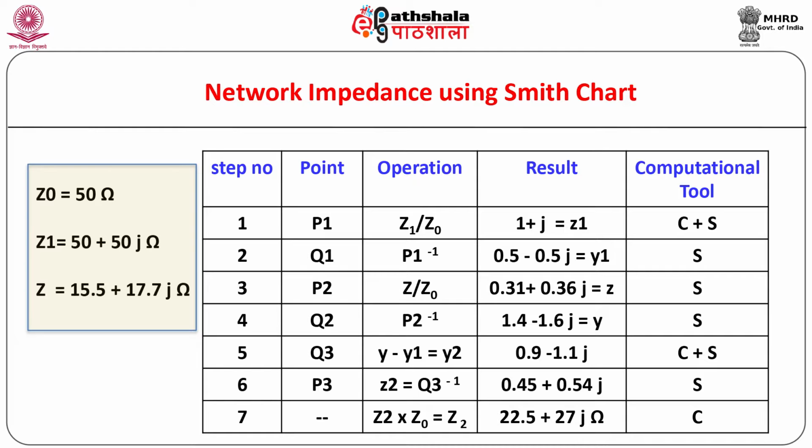Thus, knowing normalized impedance Z2, the actual impedance Z2 can be calculated by multiplying it by the normalizing impedance Z0. The sequence of calculations and the results are as shown. One can verify the results shown in the following calculation using Smith chart.